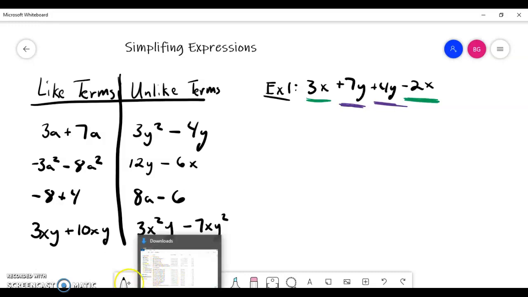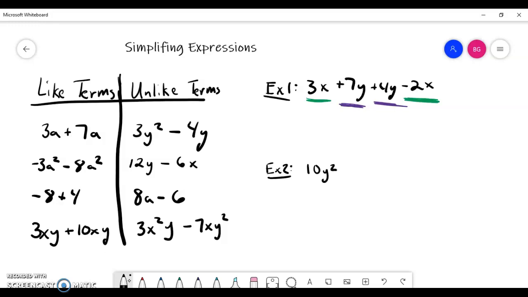Okay. So let's do another example. So here's example number 2. I want you to try. And we have 10y squared plus 6y minus 8 plus 12y squared minus 4. So I want you to do the same thing as I did. I want you to figure out which terms are like terms, and then you can do something like I did. You can group them, or you can underline them or shape them, or however.